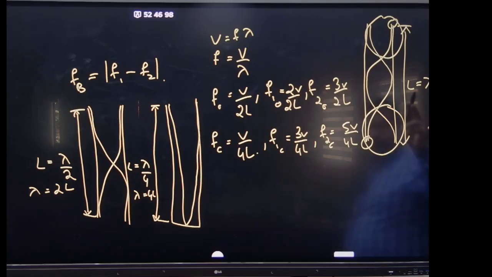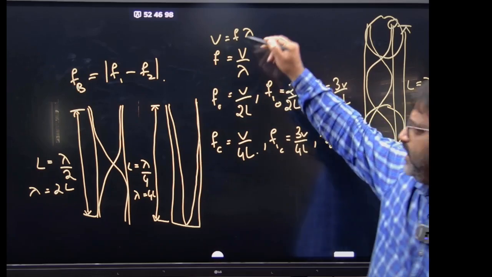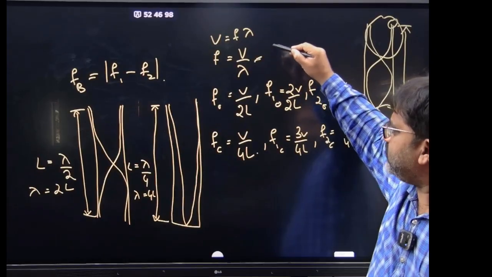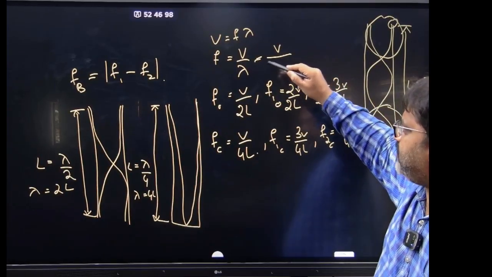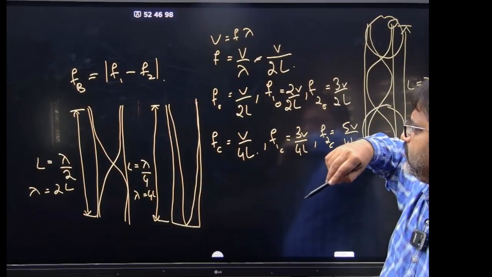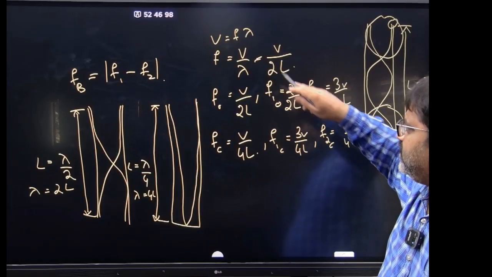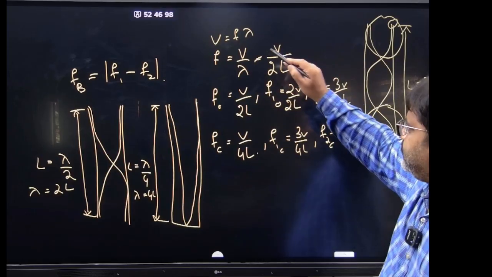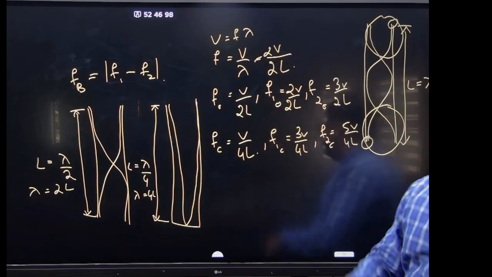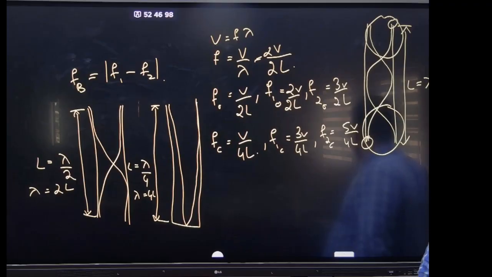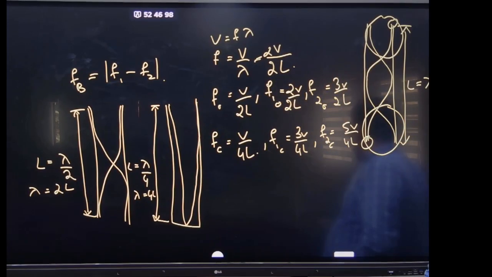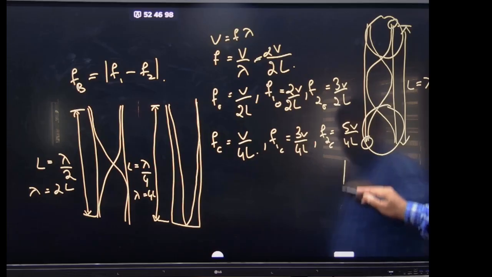Very good. So since L is lambda, we can take F equal to V by lambda. What is V? V is nothing but V only. And what is lambda? It is nothing but 2L. So when you go for this, it will be 2 times V by 2L. That is, sorry, not 2L, it is 2L by 2. Lambda is 2L by 2. So that gives 2V by 2L. What about the next higher frequency? The next higher frequency will be like this.